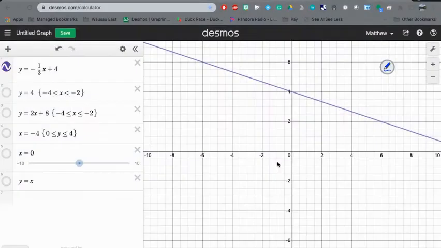Hello everyone. Today I am going to talk about parallel and perpendicular lines and also reflections, the stuff we covered this last week in geometry. So first we're going to talk about parallel lines.